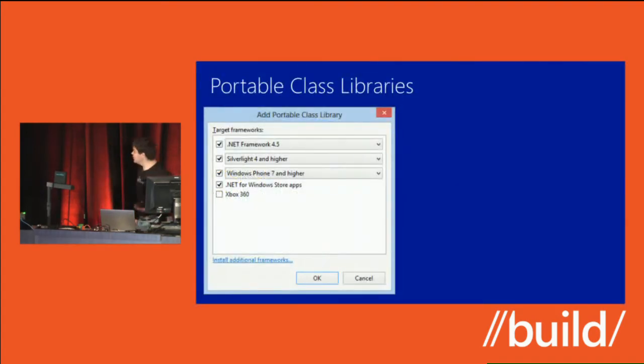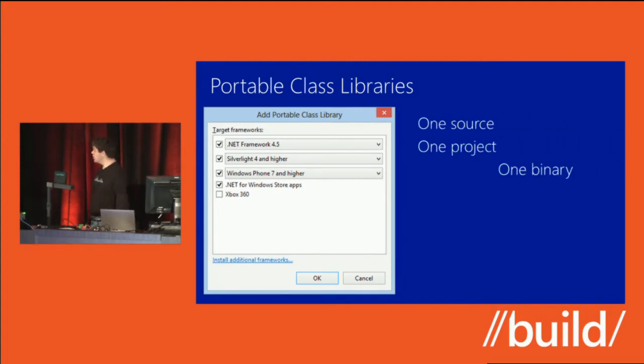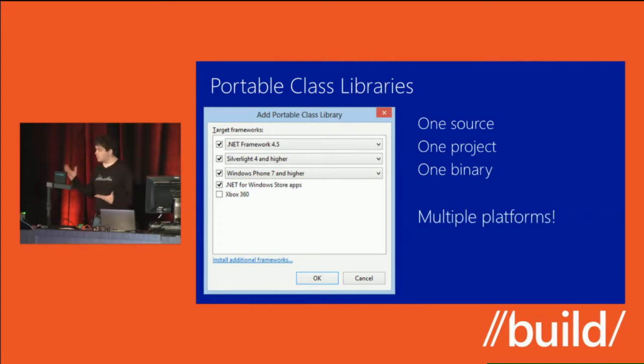So I think we can do better than that, and that's what portable class libraries are. They let you create a project in Visual Studio, and you choose what platforms it will run on. And then you have one copy of your source code, one project in Visual Studio, and it produces one binary file which will run on all of the platforms that you chose.